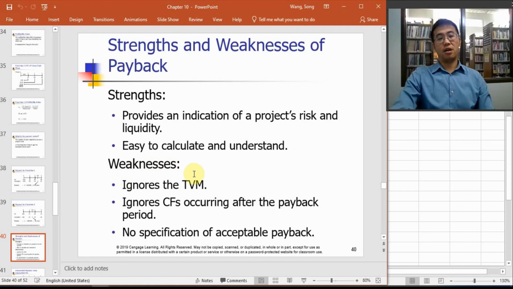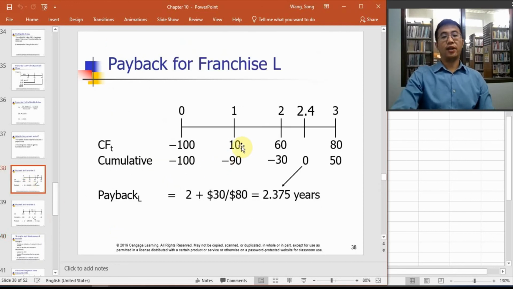The weaknesses here include that it ignores the time value of money. Right here, when I do the calculation, 10 added to negative 100, 60 added to negative 90. And you see, I just simply add all the future cash flows to the beginning balance. Although $1 in the future will be worth less than $1 today, and $60 in 2 years will be worth less than $60 today, still, I just simply add them up. It's because I ignored the time value of money.